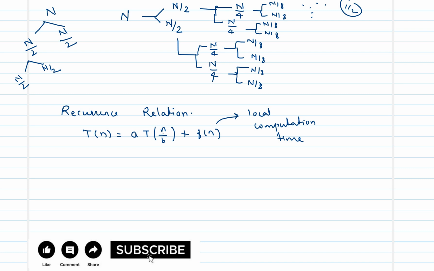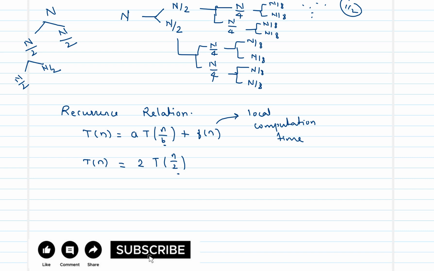So now what is our b here? I am dividing a problem of size n into problems of size n by 2, so b is 2 here, and how many subproblems am I dividing into? 2. So my T of n will become 2 times T of n by 2. I am dividing a problem of size n into problems of size n by 2, and how many subproblems am I making? 2.